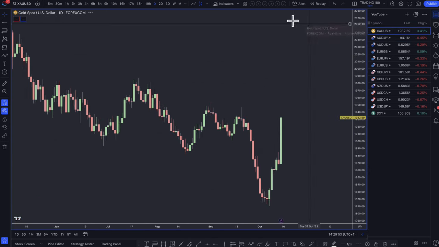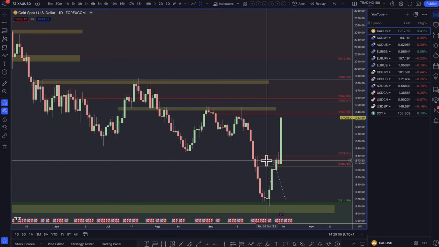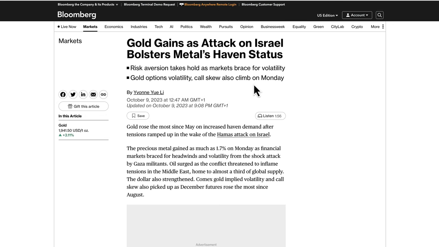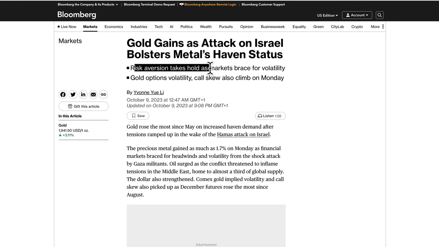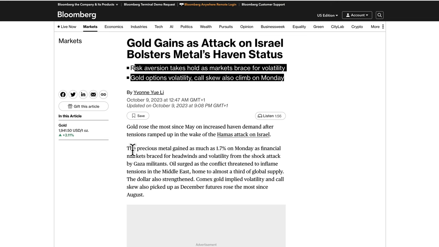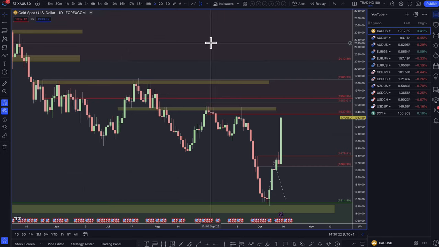And finally, gold, breaking through this level on Friday as things have escalated and tensions have gotten worse, and gold gains as the attack on Israel bolsters the metal's safe haven status. So risk aversion takes hold as markets brace for volatility. Gold options volatility and call skew also climbed on Monday. So there we are. Gold is seen now as a safe haven.